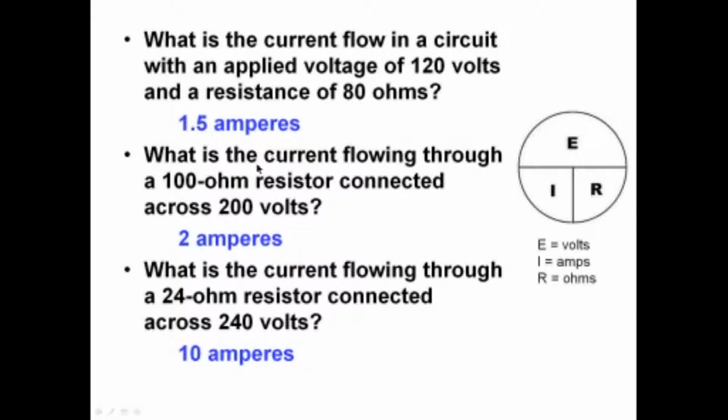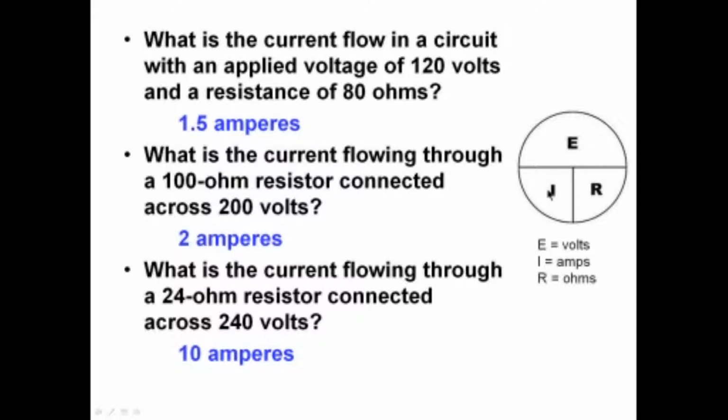What's the current flowing through a 100 ohm resistor connected across 200 volts? We know the volts, we know the resistance, and we divide the resistance into the volts, and that will be 2 amperes.